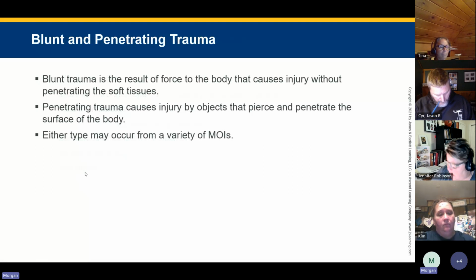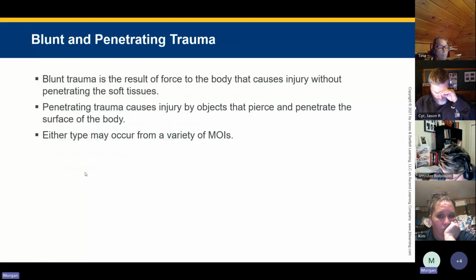Blunt versus penetrating trauma. Blunt is when the skin's not cut or penetrated, which can cause a lot of injuries on its own. Sometimes it's hard to tell what is injured, especially in the thoracic cavity or abdominal cavity, because there's referred pain and there's so much going on there. You can't see it, so you're just treating for the best you can with what you see. But that's also why it's important to get trauma patients naked.